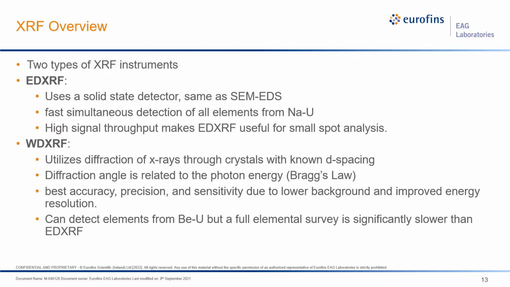Wavelength dispersive XRF, or WDXRF, utilizes diffraction of X-rays through crystals to disperse the fluorescent X-rays for detection. Crystals have known d-spacing, and considering Bragg's law, the photon energies can be measured based on the diffraction angles. WDXRF has significantly better energy resolution and lower backgrounds than EDXRF, and can measure all elements down to boron, or in specific applications, beryllium. WDXRF has the best accuracy and precision. However, a full elemental survey takes significantly longer than it does with EDXRF.